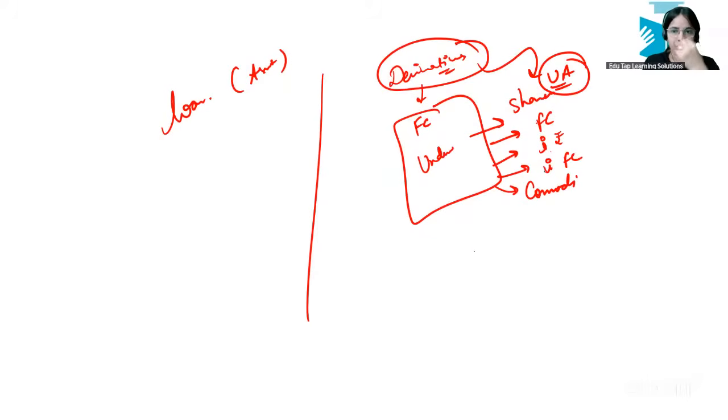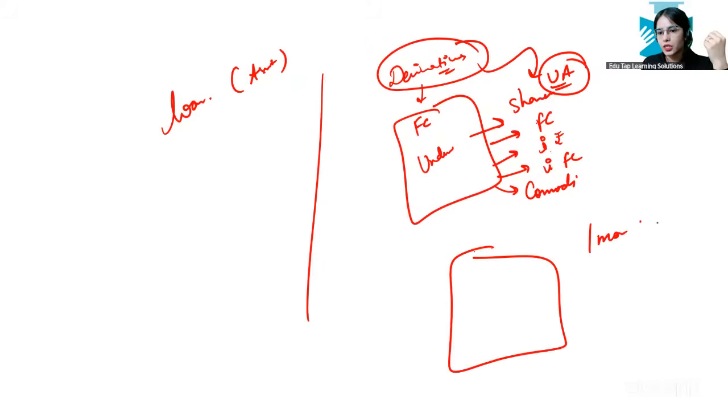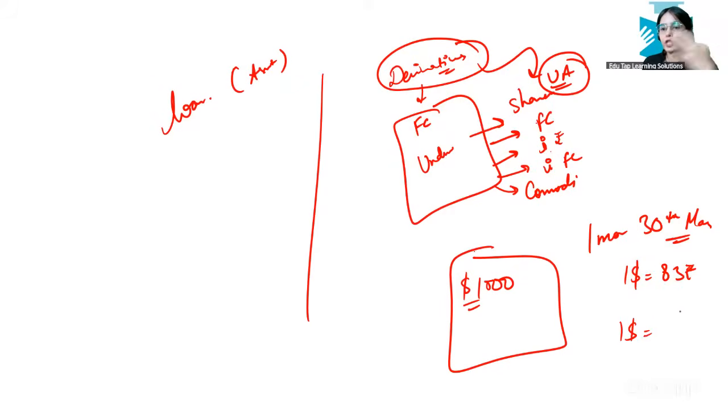Let's take the example of foreign currency. Let's say I want to purchase $1,000 after 1 month, that is on 30th of May. I'm afraid that by 30th May, maybe $1, which right now is 83 rupees, might become 90 rupees or 100 rupees. So too much of a hike will happen in the value of the dollar.